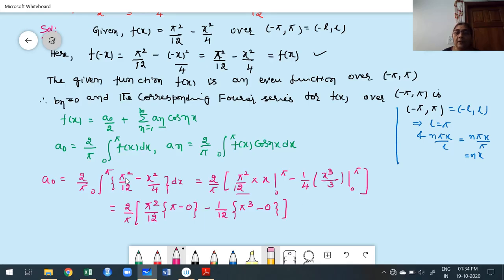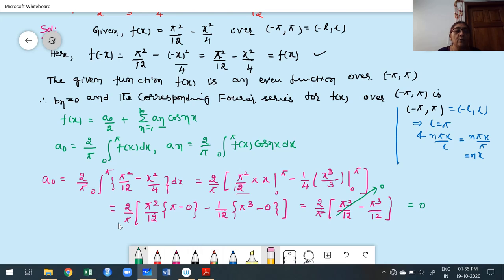You simplify that, 2 by pi of, now we actually get pi square into pi, which is pi cube by 12, minus pi cube by 12. These two are cancelled. What do we actually get? 0. Yes, we get 0. A naught is 0. A naught is 0.